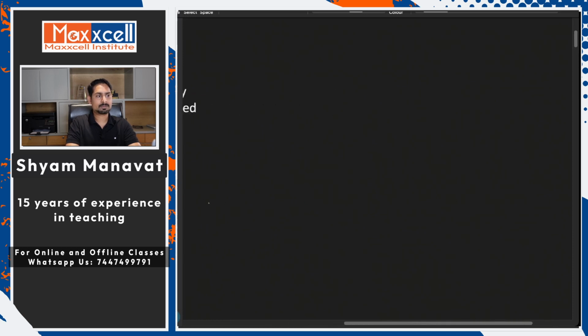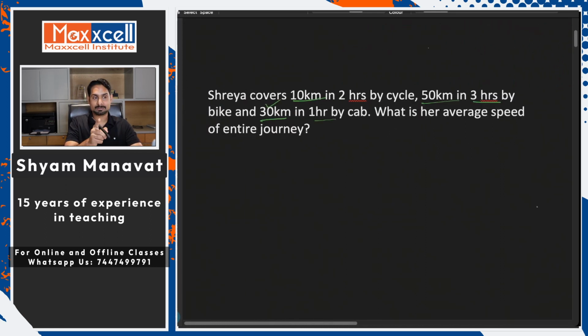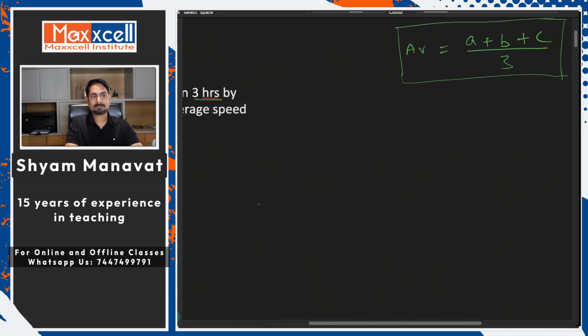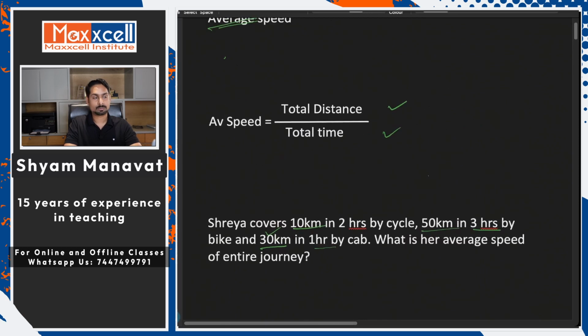In the average chapter, you will see that average equals sum of values. Suppose there are 3 values A, B, C. So, sum of values by number of values. That's what we will see when we discuss the average concept. Now average speed is different. In average speed we can't simply apply A plus B plus C by 3, or sum of values by number of values. We can't simply apply that. So what is the formula for average speed? Total distance upon total time.